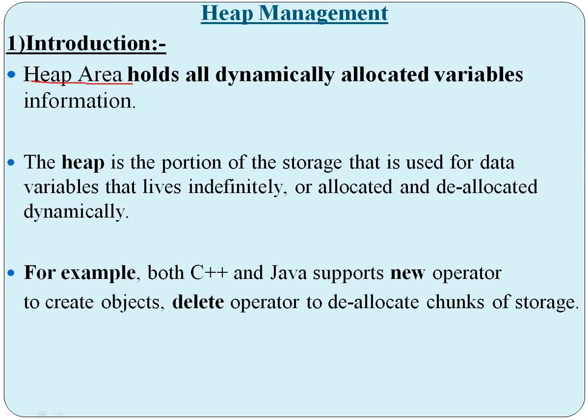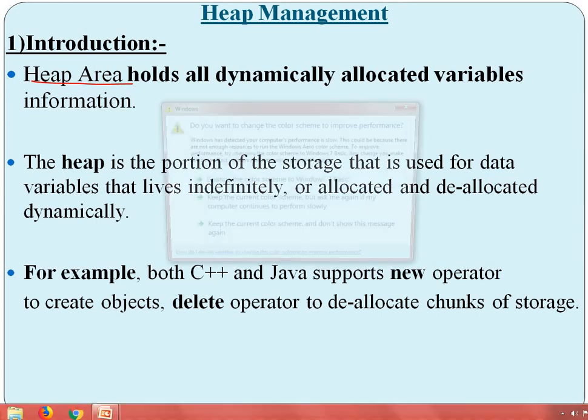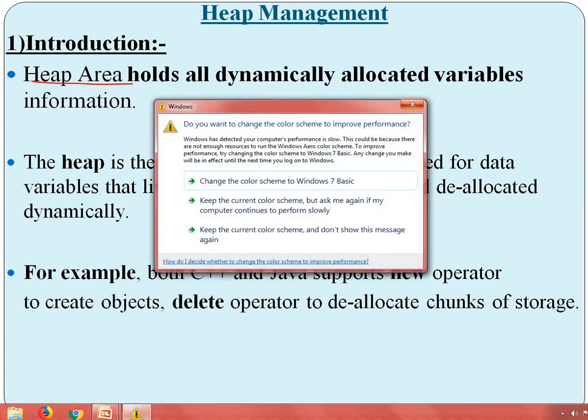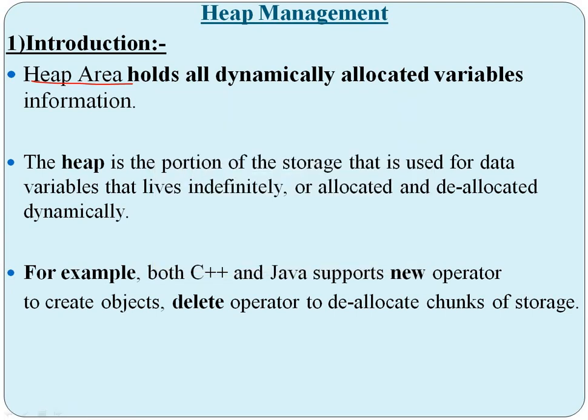What is heap memory? What is heap area? When a program is being executed, some memory space is allocated for dynamically allocated variables. That memory space is called heap memory or heap area. It is actually part of main memory, or in general the heap area holds all dynamically allocated variables information.